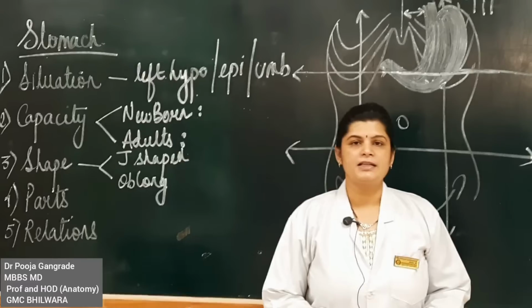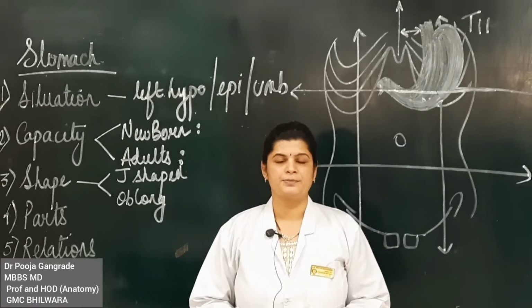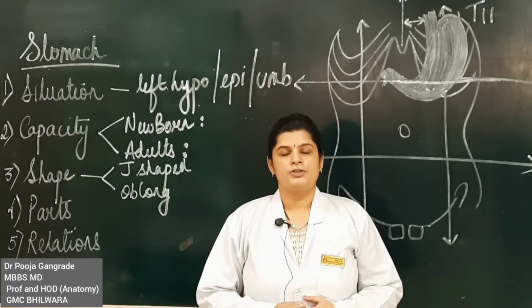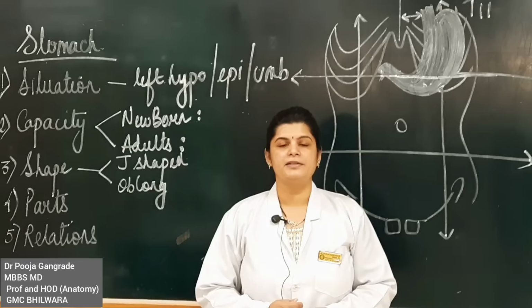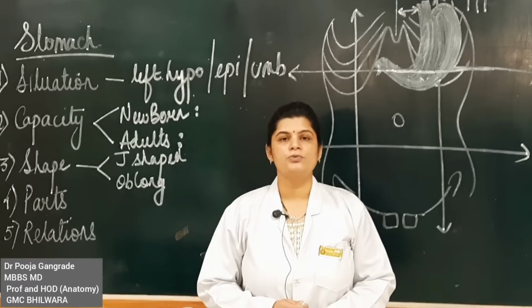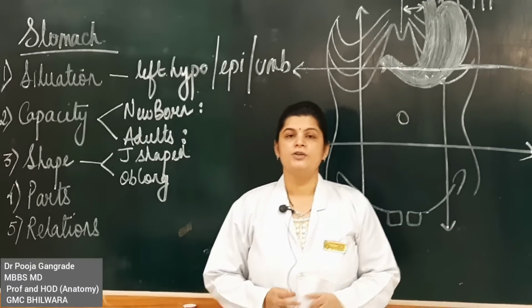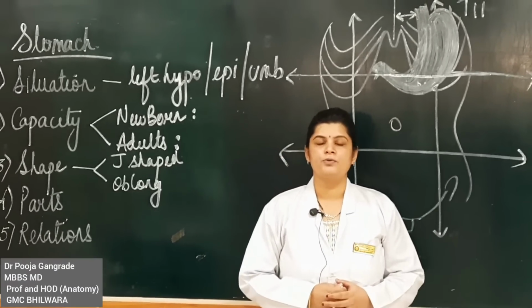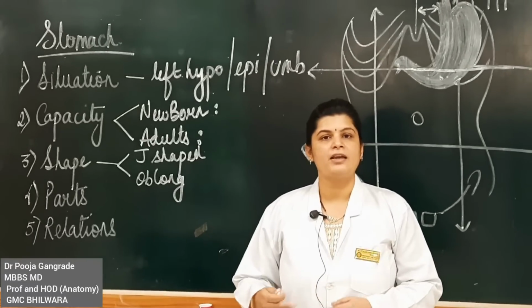Now the capacity of stomach is different with different ages. In a newborn child, the capacity of stomach is very small, around 1 ounce. Now 1 ounce is around 20 to 30 milliliters in volume when you are going to check it. So that is why you must have observed, if you have a small child in the house, you need to feed the baby very often.